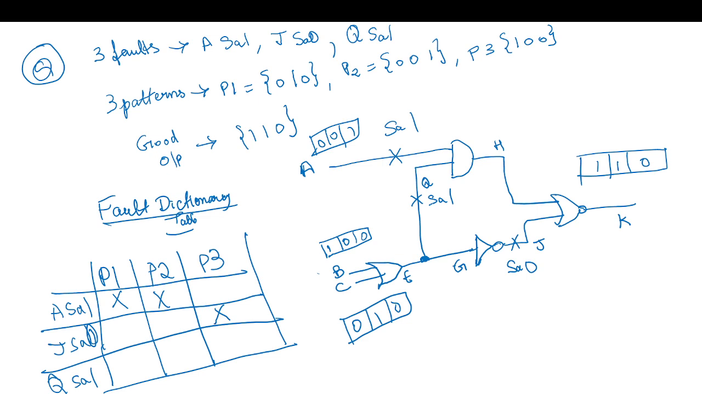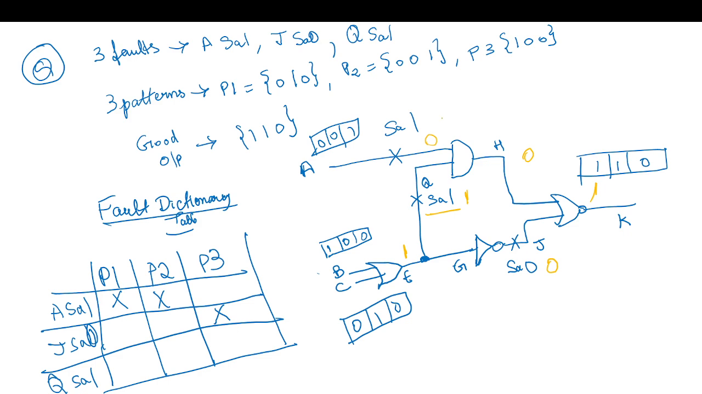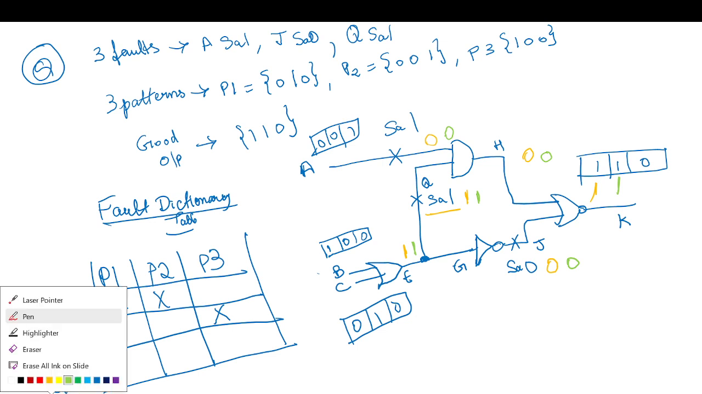So now for Q stuck at 1, this is Q stuck at 1. Let's simulate the patterns. So 0, what is 1 and 0? 1. This is stuck at 1. And this gives 1, 0, 0. Inverter 0, 0, 0, 1. So it cannot detect this for pattern P1. Next pattern, again 0. This is 1, stuck at 1. It cannot detect. Anyway, this is 0. So we cannot detect.